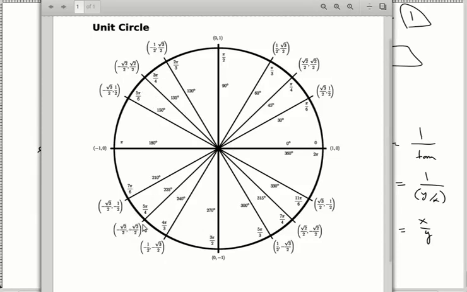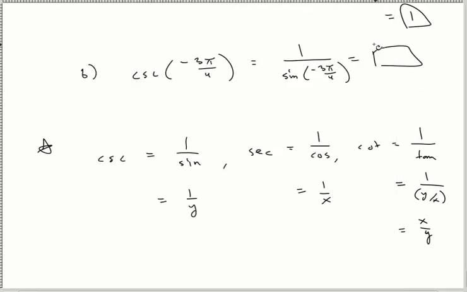We're looking at a y value. The y value is negative square root 2 over 2. And so in all reality, it's 1 divided by negative square root 2 over 2, all in the denominator there. I know that it looks a little sloppy, and that should be okay for WebAssign.